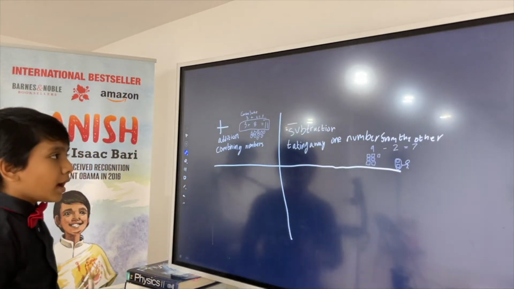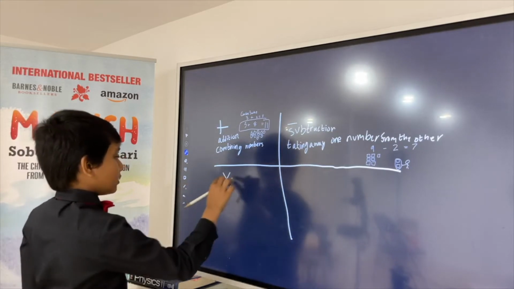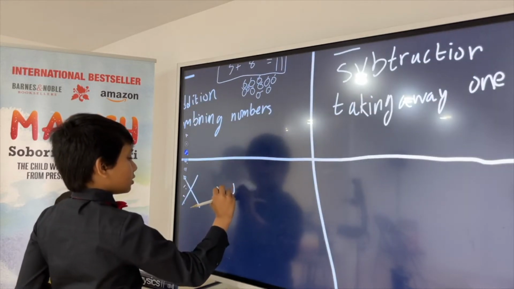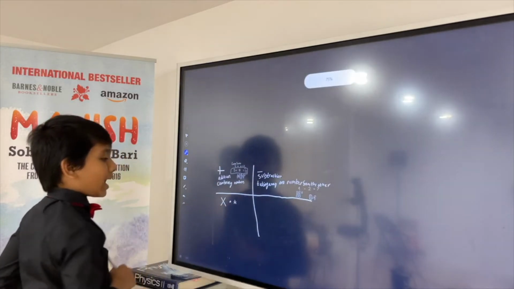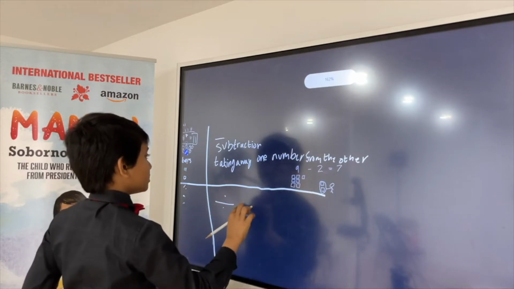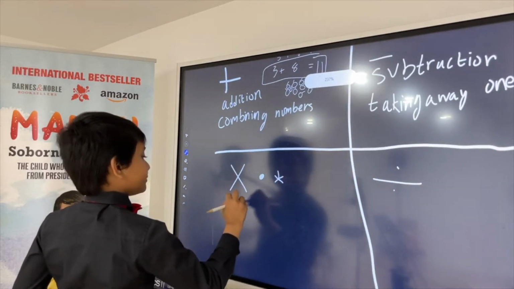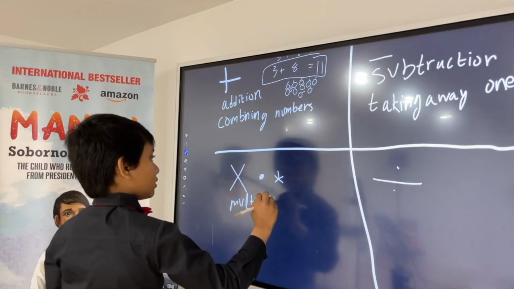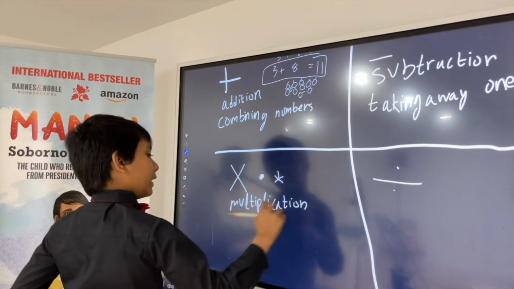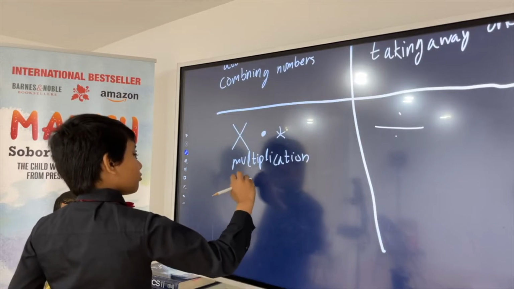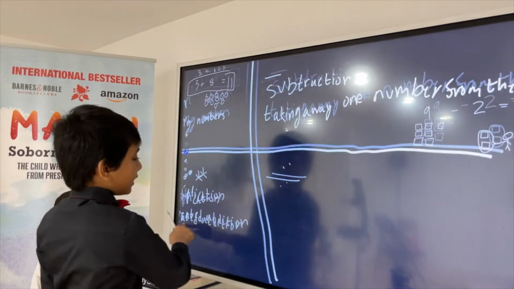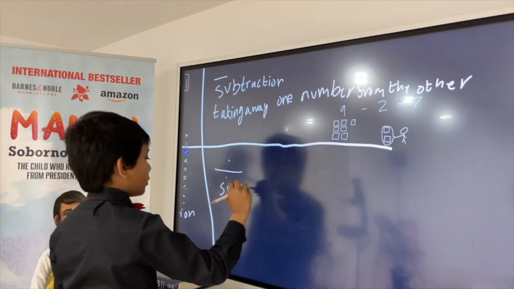Alright. So now we have multiplication. Multiplication also has some symbols that are used later in mathematics, like the asterisk or the dot. There's also division. So let's see multiplication first. Well, multiplication is a bit complicated to explain, but essentially it's just repeated addition. And division is splitting things into equal groups.